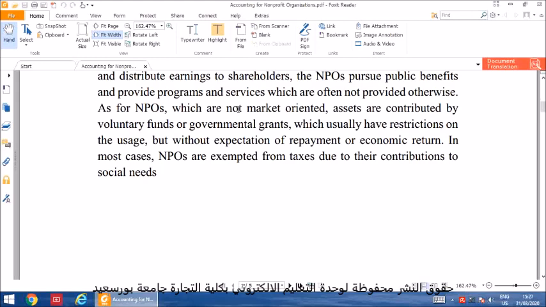As for non-profit organizations, which are not market-oriented, assets are contributed by volunteer funds or governmental grants, which usually have restrictions on the usage, but without expectation of repayment or economic return. In most cases, non-profit organizations are exempted from taxes, due to their contributions to social needs.